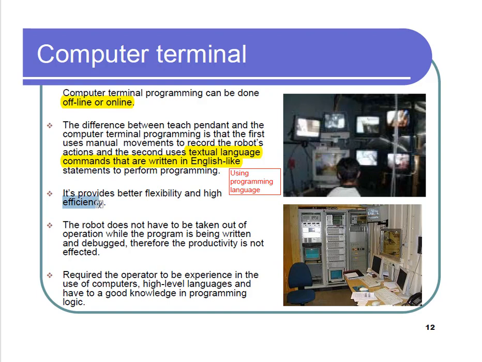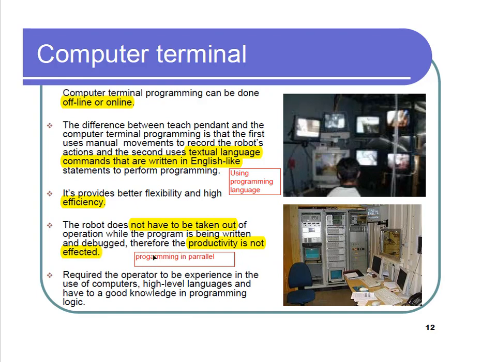The robot does not have to be taken out of operation while the programming is being written and debugged. Therefore, the productivity is not affected. It means that the robot arm does not need to be stopped. Programming can be done in parallel while the robot arm is doing its operation. So this is a good way to ensure that the productivity of the robot is very high.